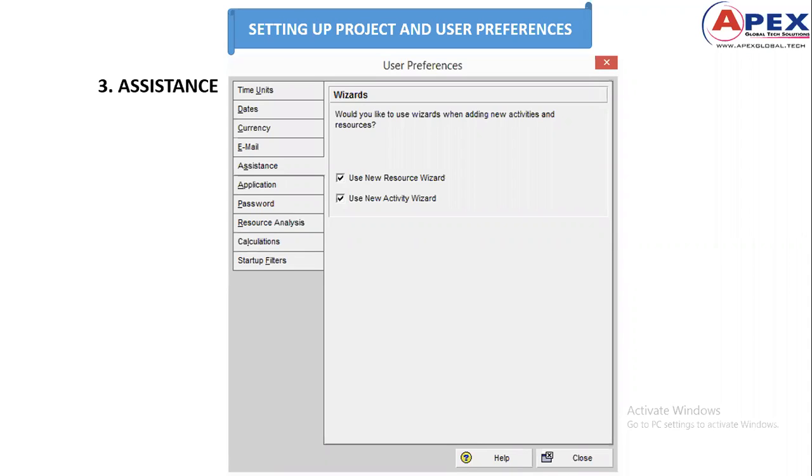See, in this assistant part, we have some wizards: use new resources wizard as well as use new activity wizard. I have highlighted these two things. But as you guys are freshers, you need to add new resources for this project. There will be some inbuilt resources. Along with that, if you want to add any other new resources in Primavera, you should not uncheck these two. It will not consider them if you uncheck these two. Got it?